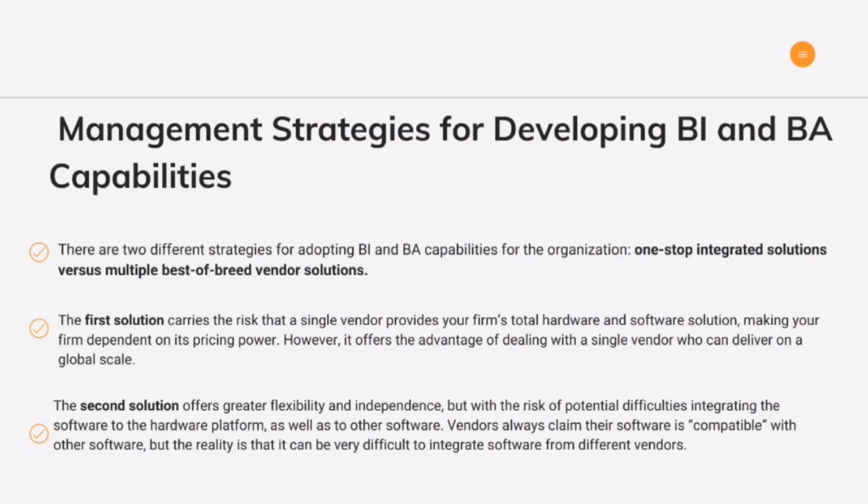Management strategies for developing BI and BA capabilities. There are two different strategies for adopting BI and BA capability for the organization: a one-stop integrated solution versus multiple best-of-breed vendor solutions. The first solution carries the risk that a single vendor provides your firm's total hardware and software solution, making your firm dependent on its pricing power. However, it offers the advantage of dealing with a single vendor who can deliver on a global scale.